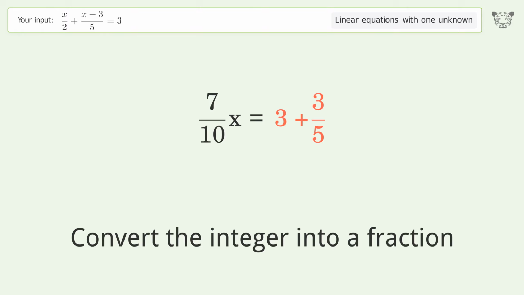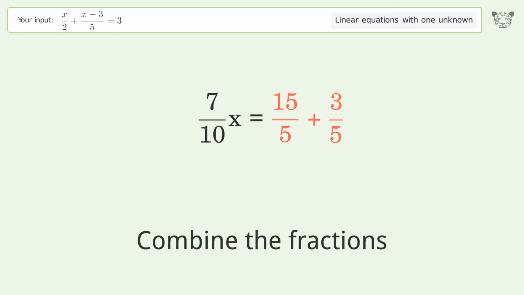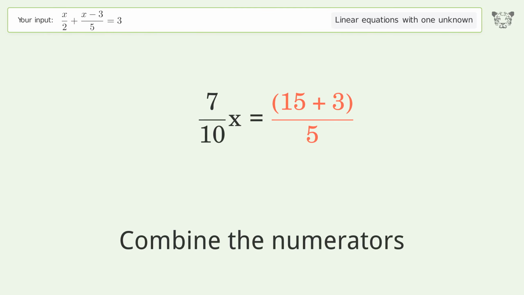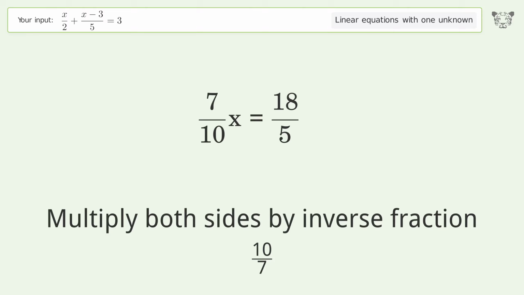Convert the integer into a fraction. Combine the fractions. Combine the numerators. Isolate the x. Multiply both sides by inverse fraction 10/7.